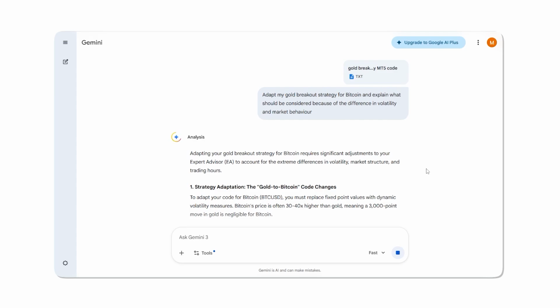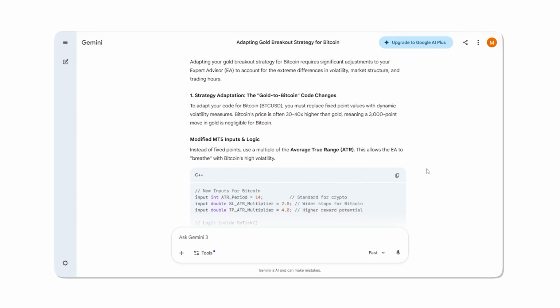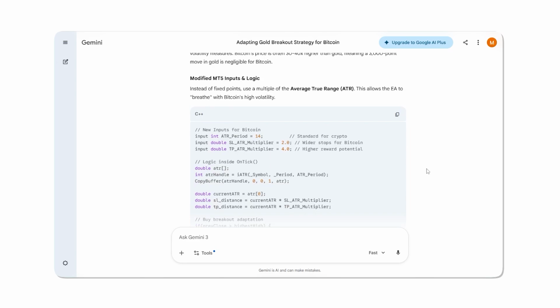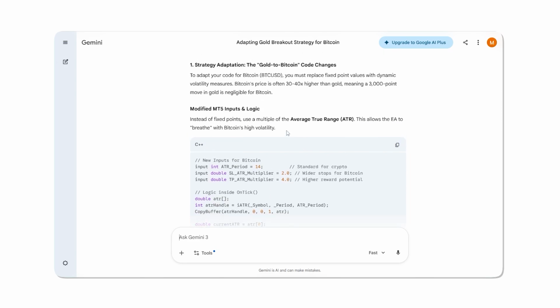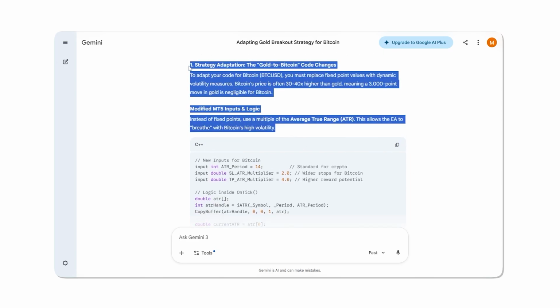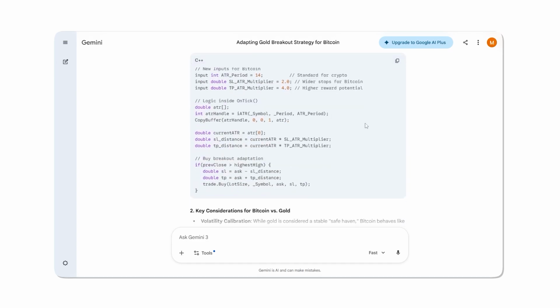For example, you could ask, adapt my gold breakout strategy for Bitcoin and explain what should be considered because of the difference in volatility and market behavior. This prompt is especially helpful if you're adapting a trading bot, but it can also help you think through the exploration of new markets without starting from zero every time.